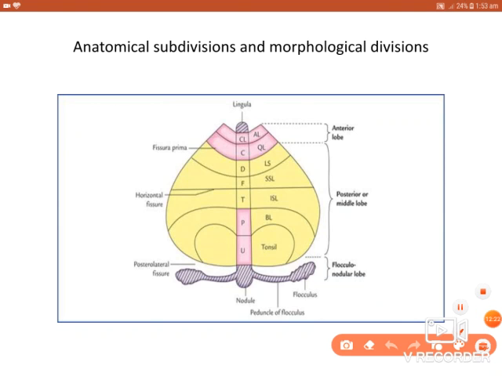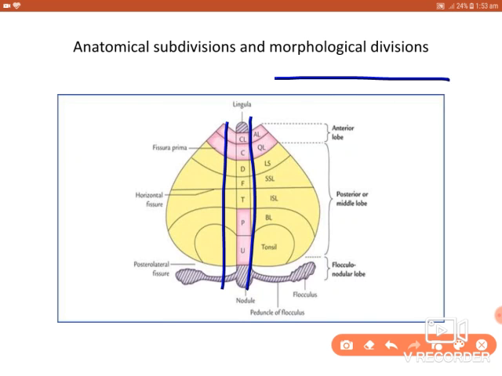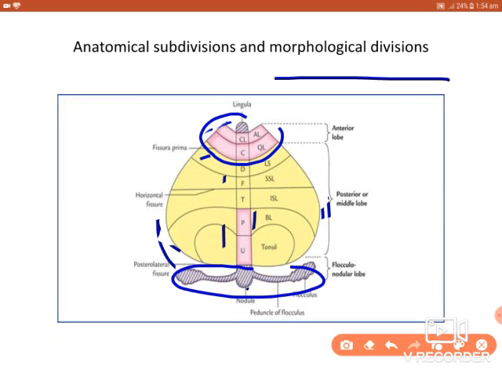Coming to this morphological divisions, here you can see these are the divisions of this vermis. These are the divisions of this lateral hemisphere of the cerebellar hemispheres. Then in this figure you can see this area here, this is the anterior lobe, this is the floccular nodular lobe, this is the posterior lobe.